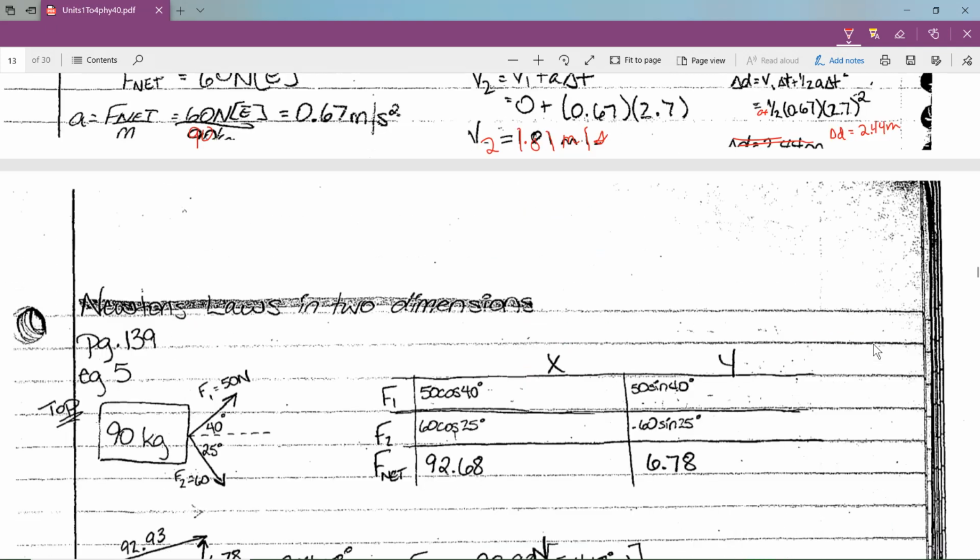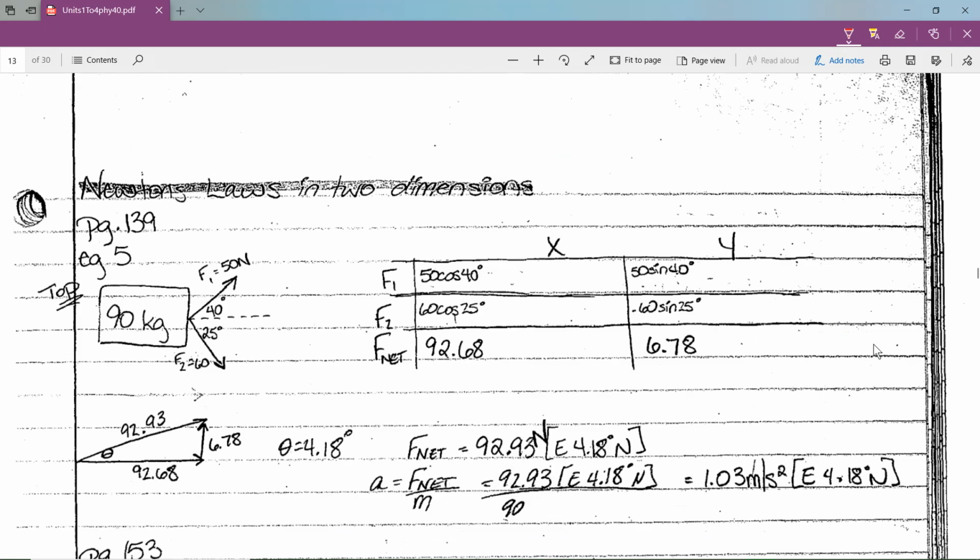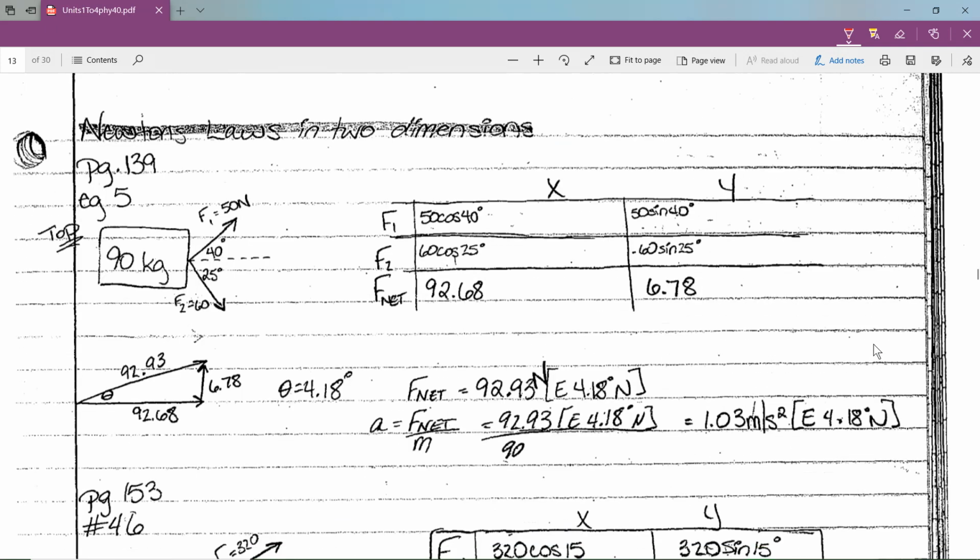But what about Newton's laws in 2 dimensions? So here's an example where I have some kid on a sled, a toboggan. The toboggan's 20 kilograms, the kid's 70 kilograms. So from a top view, you have a 90 kilogram system, and you have 2 people pulling the sled. They're using ropes to pull the sled.